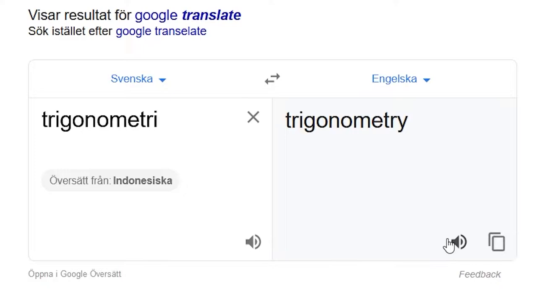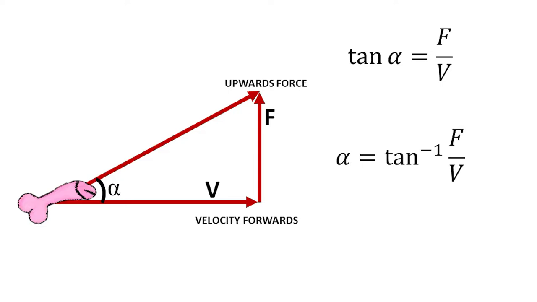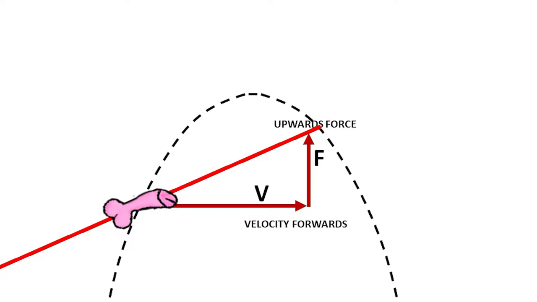Trigonometry. So if we move the vertical vector to the end of the horizontal one, we end up with the problem solvable by arctan of the force divided by the forward velocity. Bada bing boom bam! Easy as that.